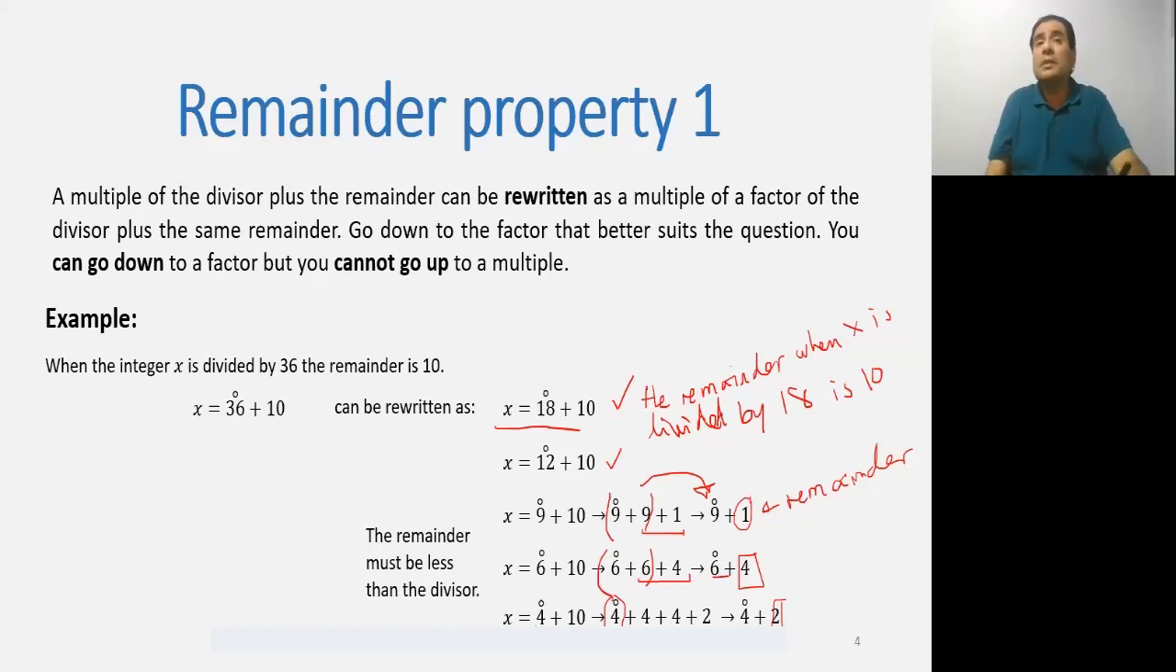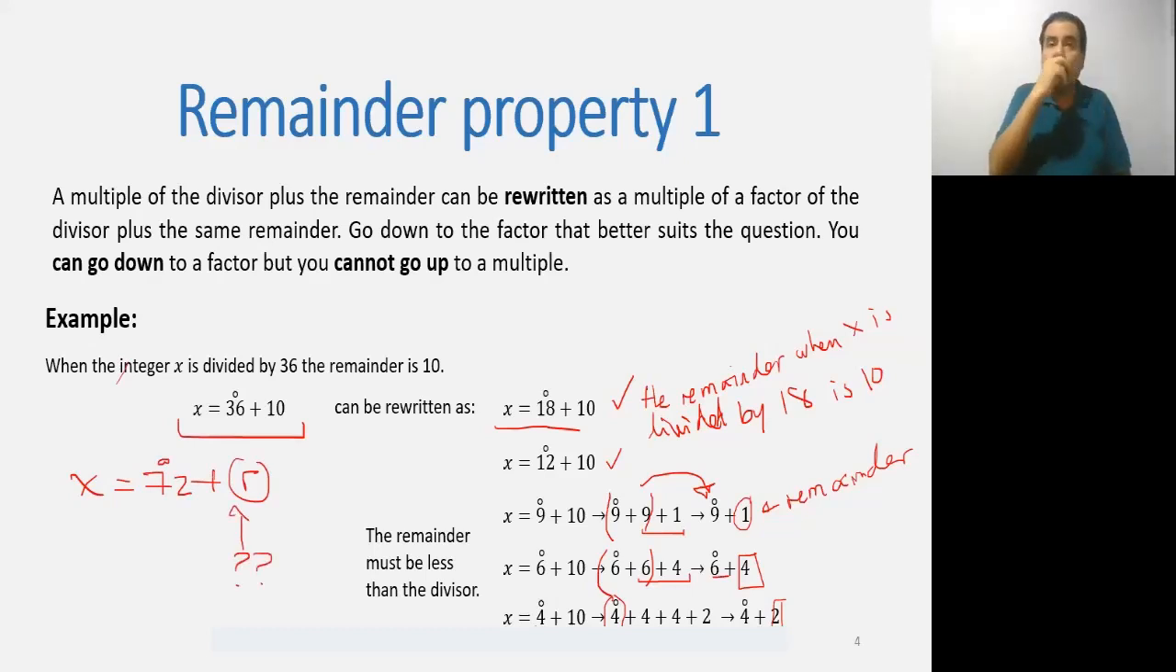But from knowing this original fact, you can't ever say what would be, for example, the remainder when you divide x by a multiple of 36, such as 72. The remainder would be unknown, right? I don't know, because I cannot go up to a higher number. You can only do this with a factor of the original divisor.